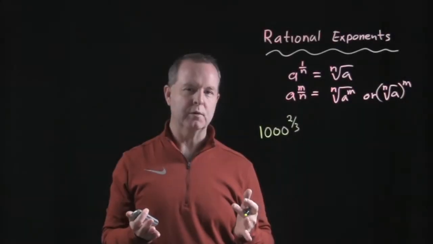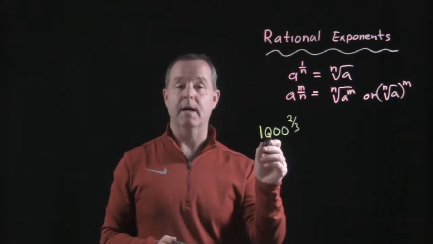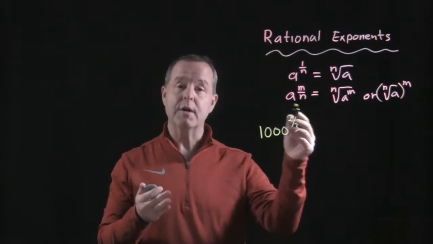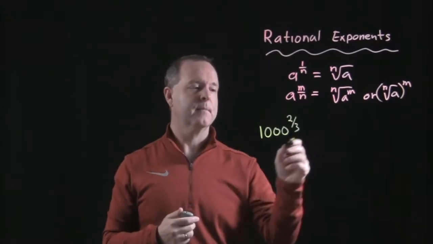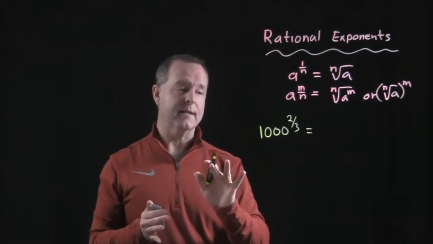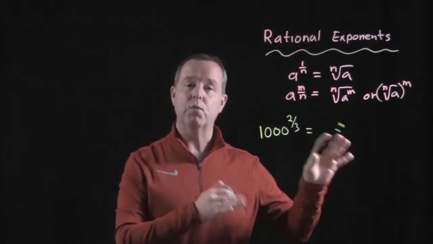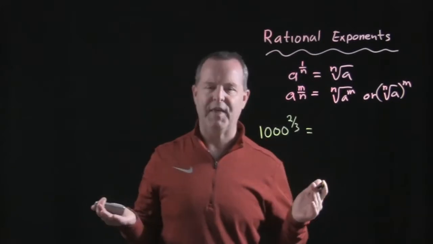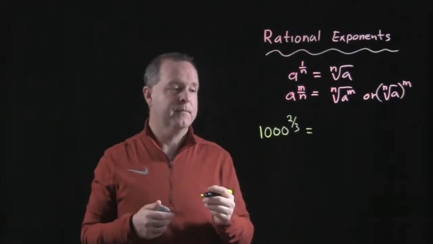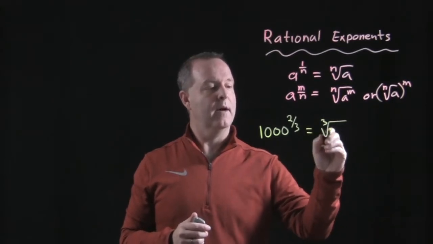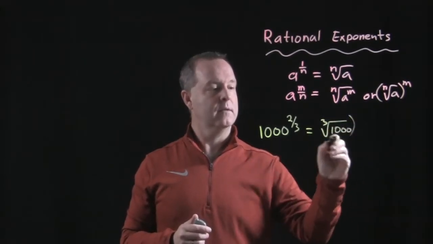Now we have the tools to tackle something that looks like some base to a rational exponent, where there's integer numbers in both slots. So we can rewrite this. Solving this in exponent world is not as easy as solving it in root world. I mean, what is 1,000 to the 2/3? I don't know. But I know I can rewrite it as the cube root of 1,000 squared.